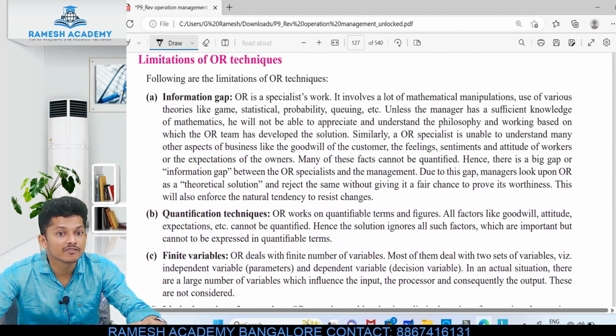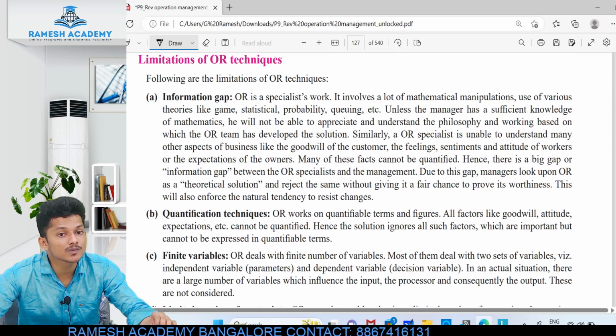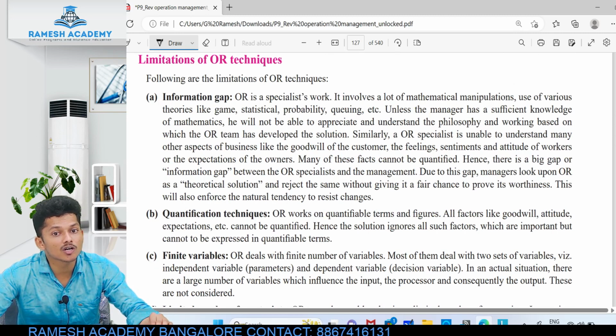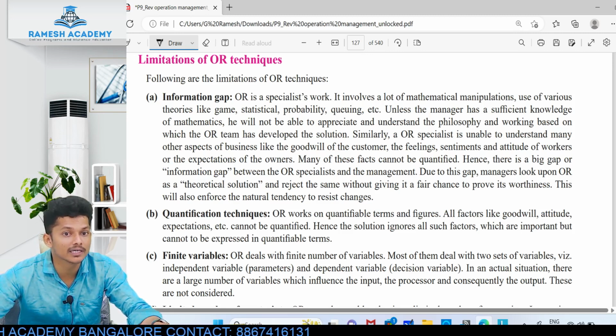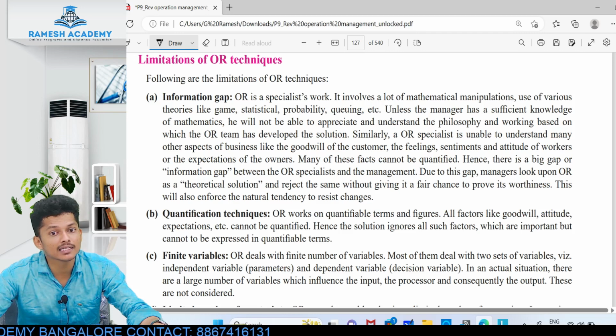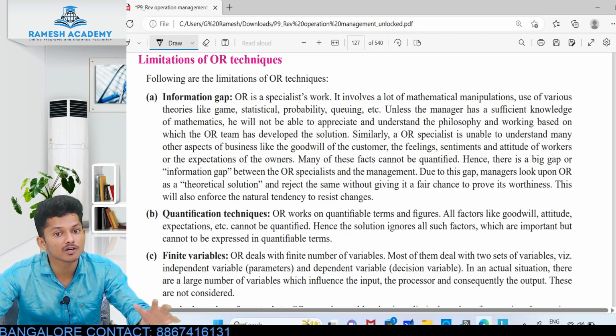See, information gap. OR is a specialist work. It involves a lot of mathematical manipulation, use of various theories like games, statistical, probability, queuing, etc. Unless the manager has sufficient knowledge of mathematics, he will not be able to appreciate and understand the philosophy and working based on which the OR team has developed the solution.